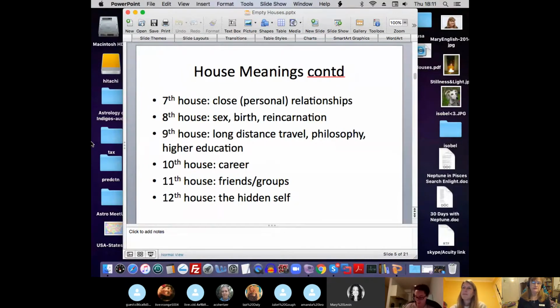The seventh house is close personal relationships. The eighth house is sex, birth, reincarnation. So that's like in the tarot deck, that's like the devil card, sort of sex, drugs and rock and roll is the eighth house. Ninth house, long distance travel, philosophy, higher education. The 10th house is career. And the 11th house is friends and groups. And the 12th house is the hidden self.